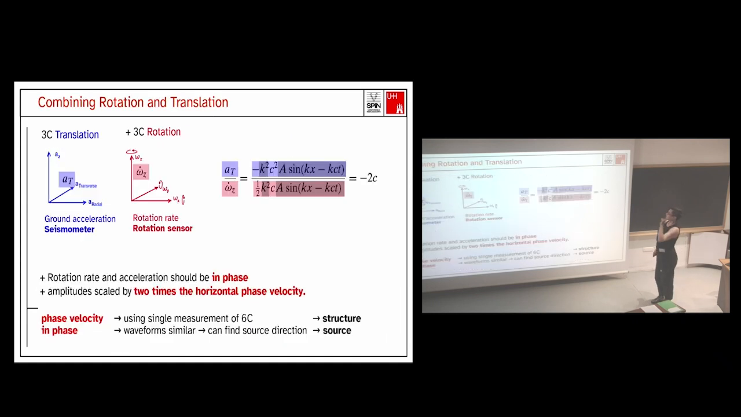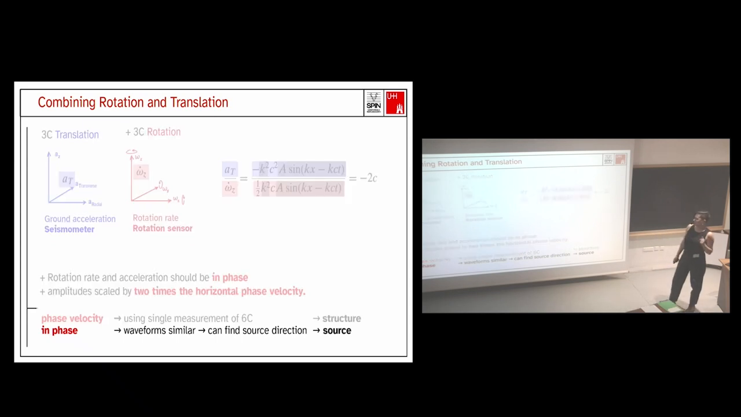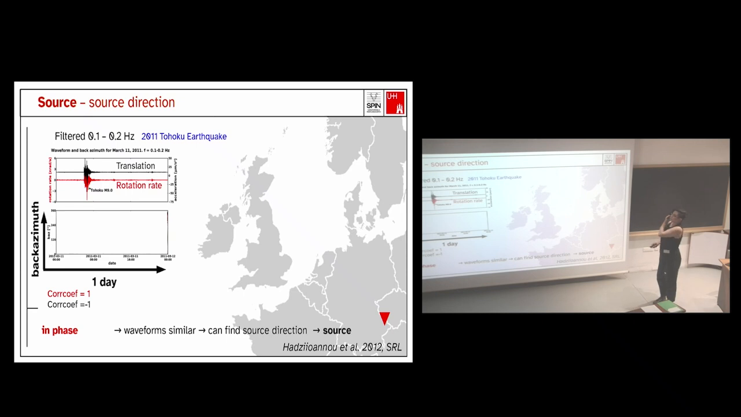Then back to this slide. So this property that if you look at the transverse acceleration and the rotation rate around the vertical axis, the two waveforms have to be in phase and give you the phase velocity. So this point that they have to be in phase can be used to retrieve the back azimuth towards your source. And that's something that I did here.